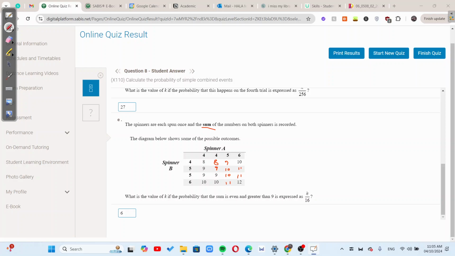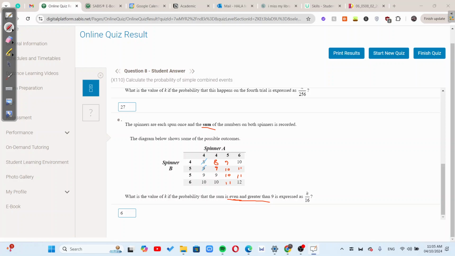I'm gonna look at what they want. That the sum is even, and greater than 9. When you see that word and, it means that it has to be even and bigger than 9, both. You can't compromise on one. So I'm going to change the color to blue. Now let's erase anything that's less than 9 first.